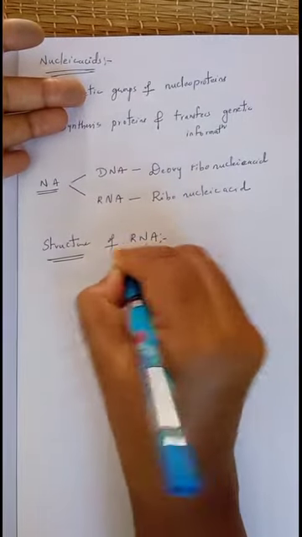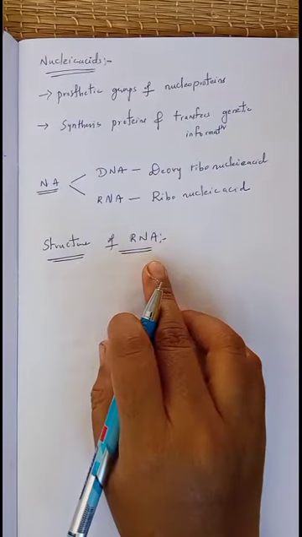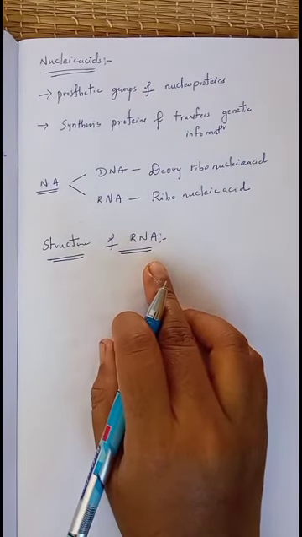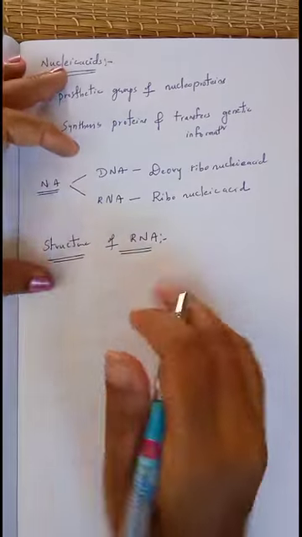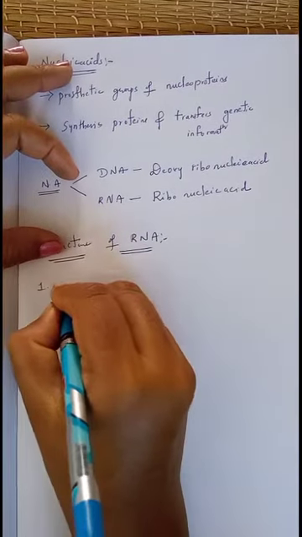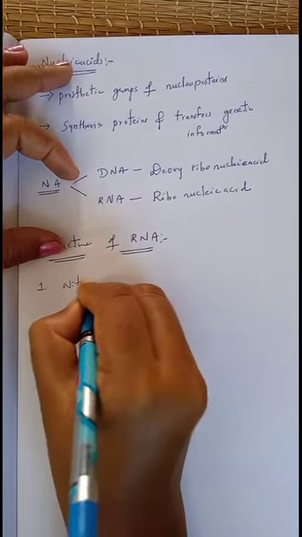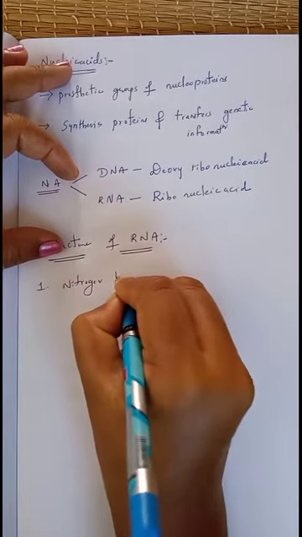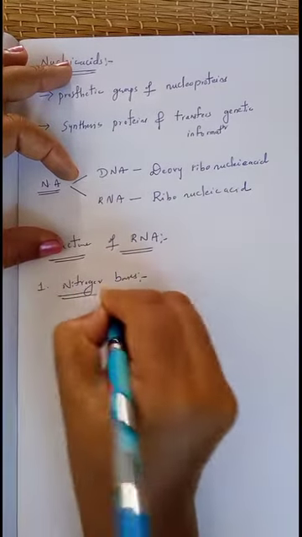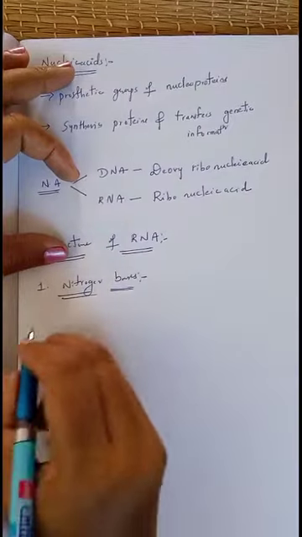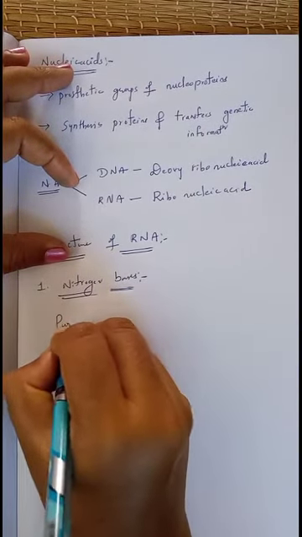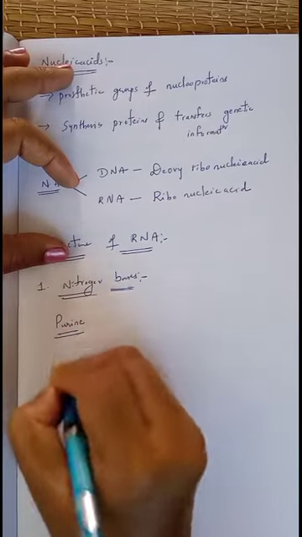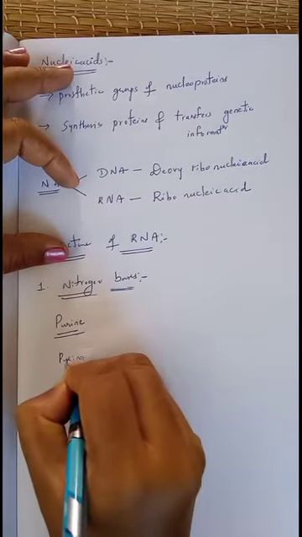Okay, we know the complete form of RNA, that is ribose nucleic acid. That ribose nucleic acid is made up of three important constituents. First one is nitrogen bases. The nitrogen bases present here are of two types, purines and pyrimidines.